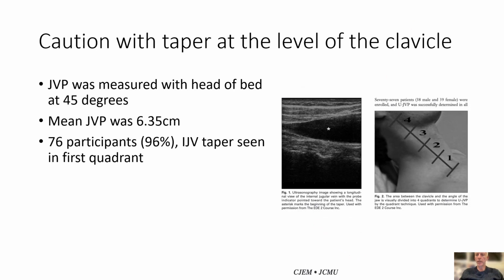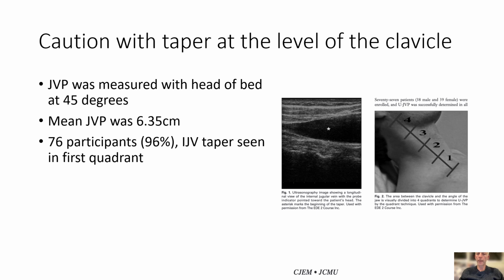I want to draw attention to the presence of a taper at the level of the clavicle. We must consider the impact of the anatomy of the internal jugular vein at the level of the clavicle when identifying the location of the taper. As mentioned, a combination of the negative intrathoracic pressure, confluence of the internal jugular vein with the subclavian and brachiocephalic vein, as well as the presence of the valve, tend to stent the IJ open at this location. As such, the taper of the IJ at the level of the clavicle may have nothing to do with the right atrial pressure.